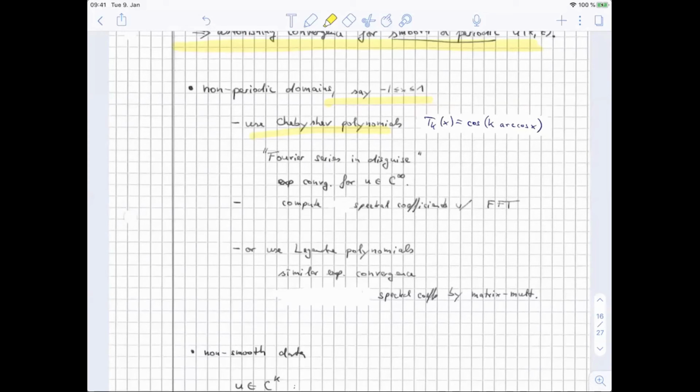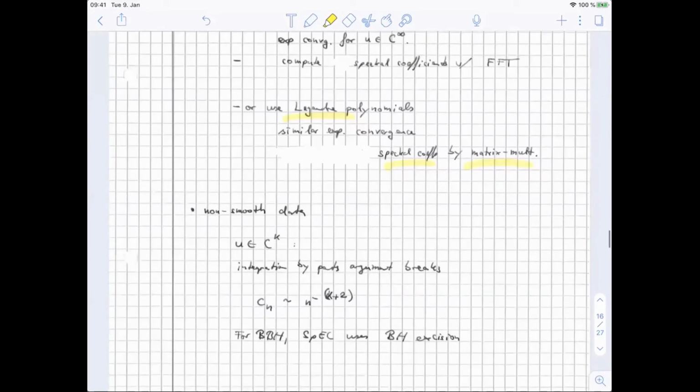Because of their quite simple forms with cosines and arccosines, they still allow a Fourier series to go to the spectral coefficients. And so you can still very efficiently go from the real grid points to the spectral coefficients and back. One can also use Legendre polynomials, which I will come to later on as well. They have similarly fast convergence to Chebyshev. The one disadvantage is that to get to the spectral coefficients, you have to do a matrix multiplication. But as long as your order is small enough, it doesn't really matter.